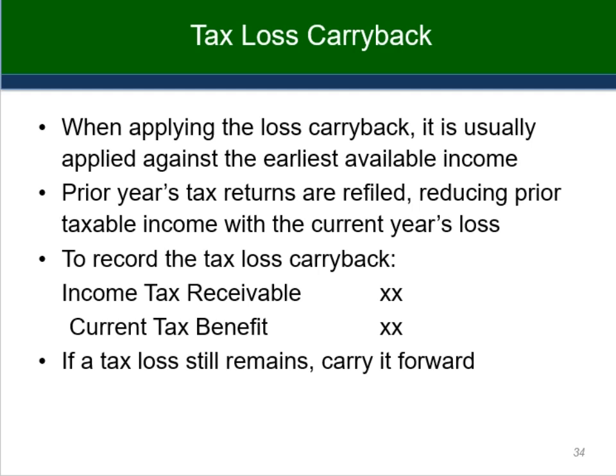So essentially we record an income tax receivable, a refund receivable, and record a current tax benefit. Okay, so the current tax benefit is a reduction in expense. It's a credit entry. Income tax receivable is a debit entry. If there's more tax loss remaining, then we carry it forward. So we carry it back to 3 years, then 2 years, then 1 year, and then after that we'd have to carry it forward.